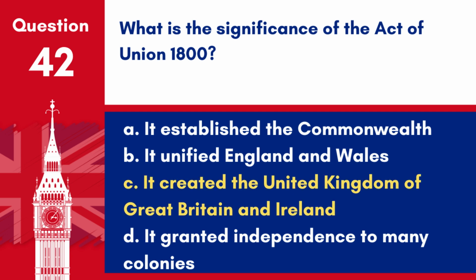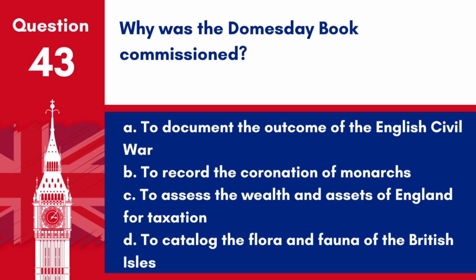Answer: C. It created the United Kingdom of Great Britain and Ireland. The Act of Union 1800 unified the kingdoms of Great Britain and Ireland into a single political entity, the United Kingdom. Question 43. Why was the Domesday Book commissioned?